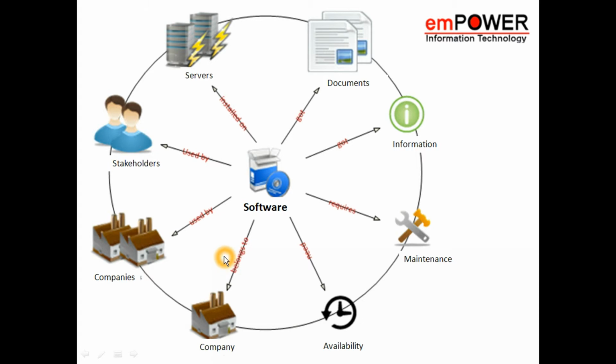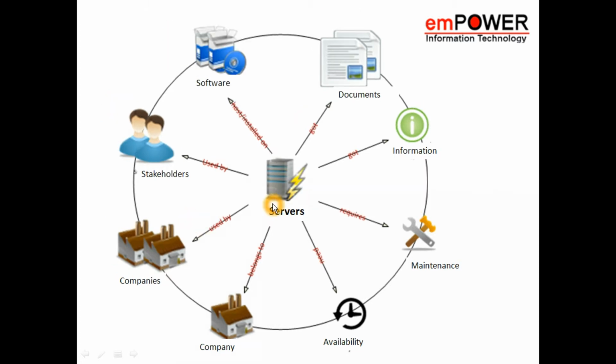This slide shows the main relationship between a software and other resources. For example, a software typically has information and documents, for example, an installation document and an integration document. It is installed on a server, used by stakeholders, requires maintenance, and needs to be available for specific business hours. It could belong to a company, and can be used by one or more companies.